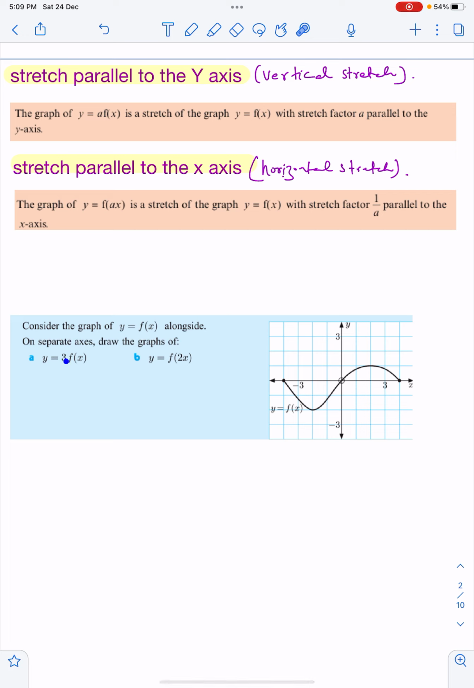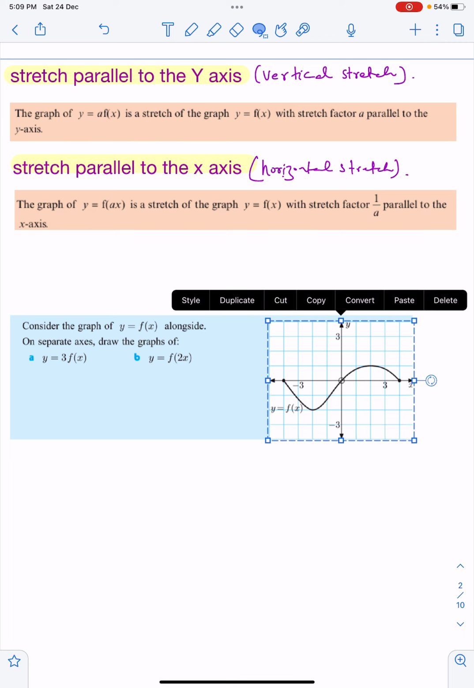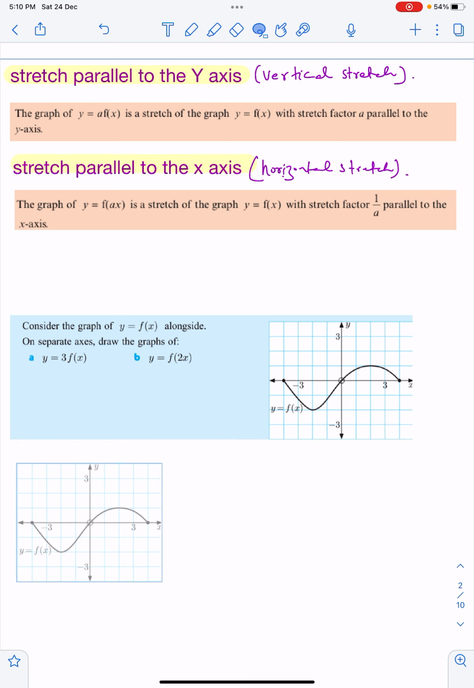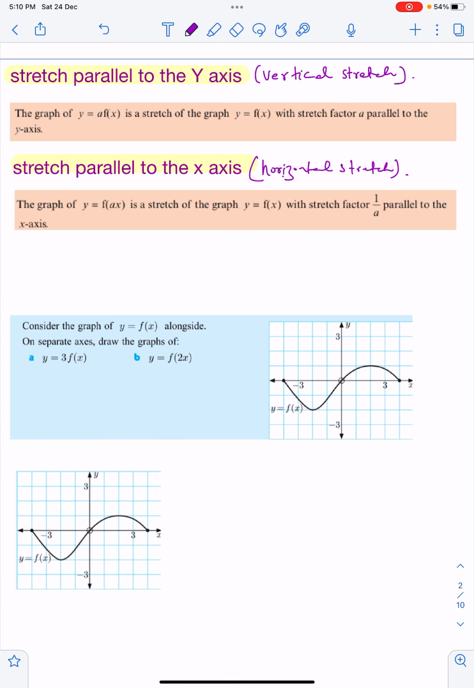That means every single y coordinate will be multiplied by 3, and then you have to plot it. Now, if I do the first part on this graph: if it's a stretch parallel to the y axis, that means for every point, for instance if there is a distance of 1 unit from the x axis, the distance will be multiplied by 3. Every distance will be multiplied by 3. So whatever is the y coordinate, that will be multiplied by 3.